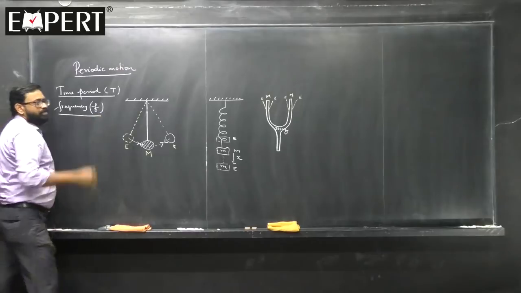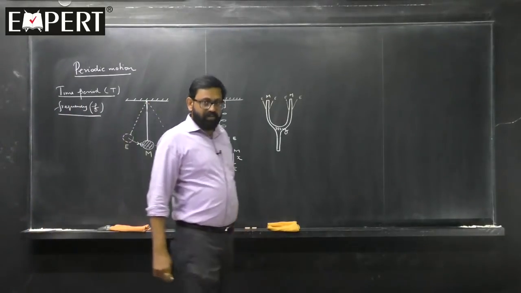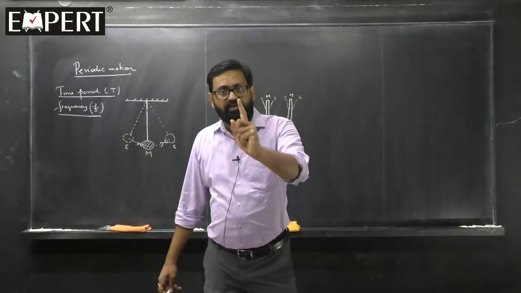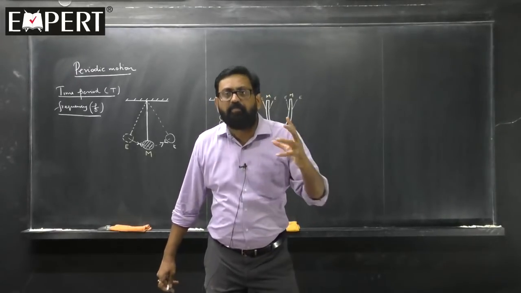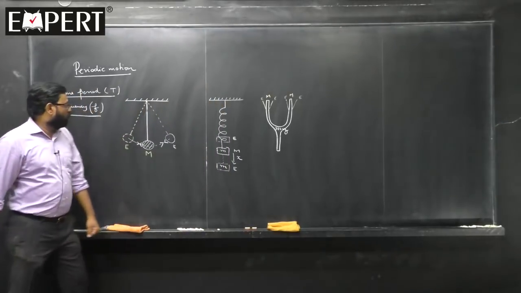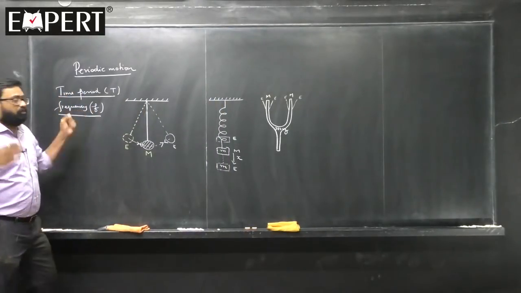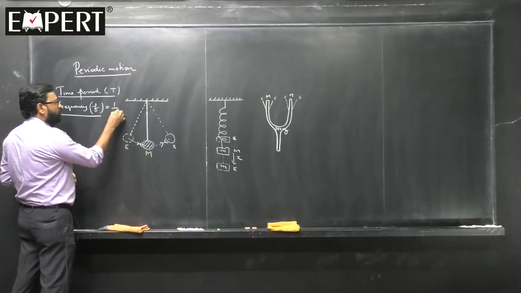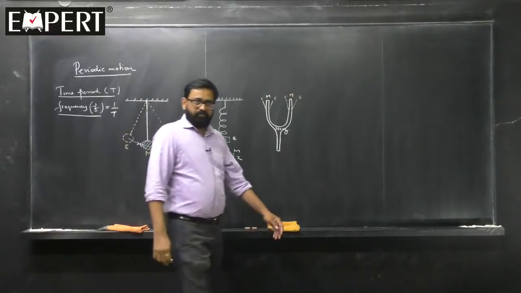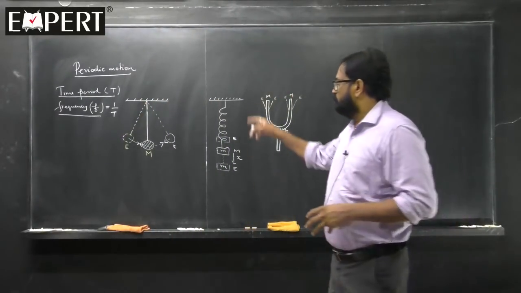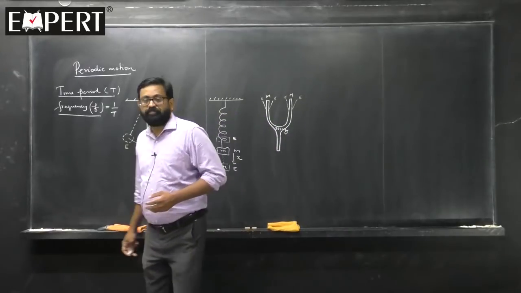What do you mean by frequency of periodic motion? Number of cycles completed in 1 second, number of revolutions completed in 1 second, number of rotations completed in 1 second, or number of oscillations completed in 1 second is called the frequency of a periodic motion. And you must be knowing that the frequency is nothing but the reciprocal of the time period. And you know the reason behind that also, why frequency is equal to the reciprocal of the time period.